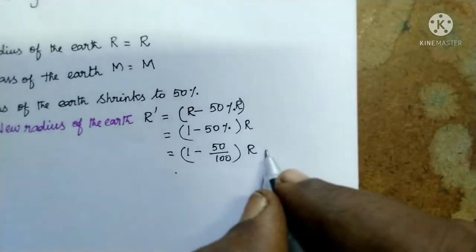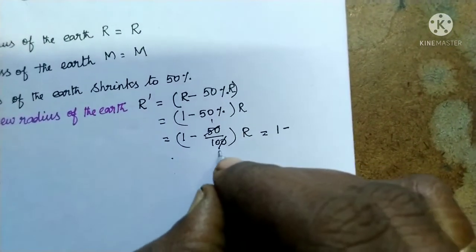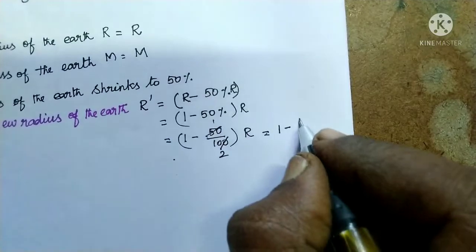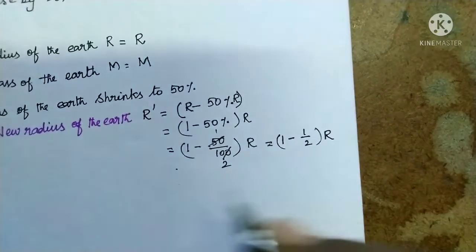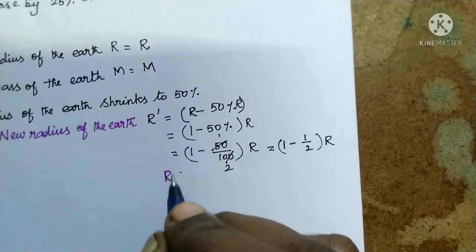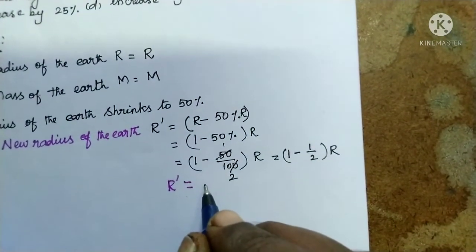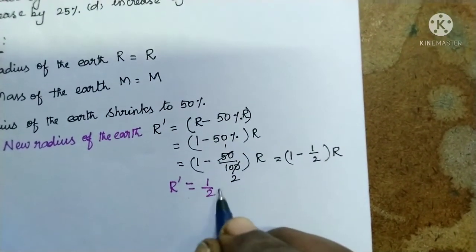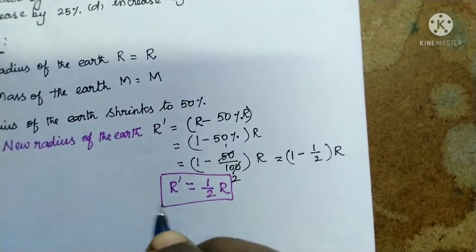That is equal to 1 minus, 50 by 100 is 1 by 2, so 1 by 2 r. Therefore, the new radius r dash is equal to 1 minus 1 by 2, which is 1 by 2 r. This is the new radius of the Earth.